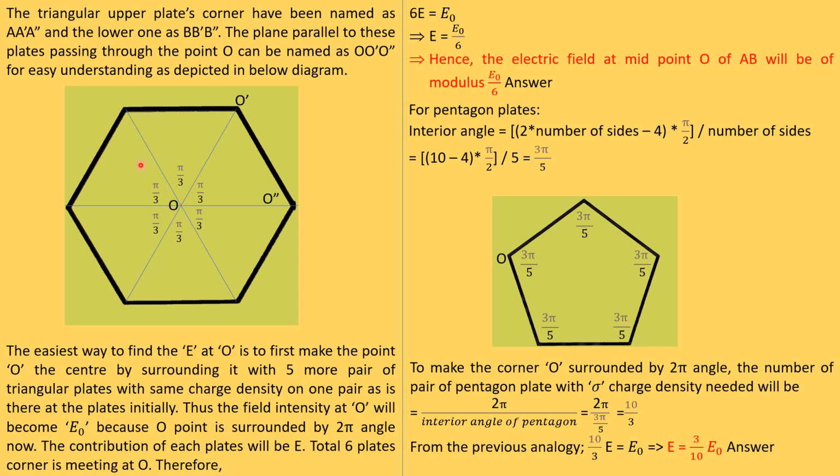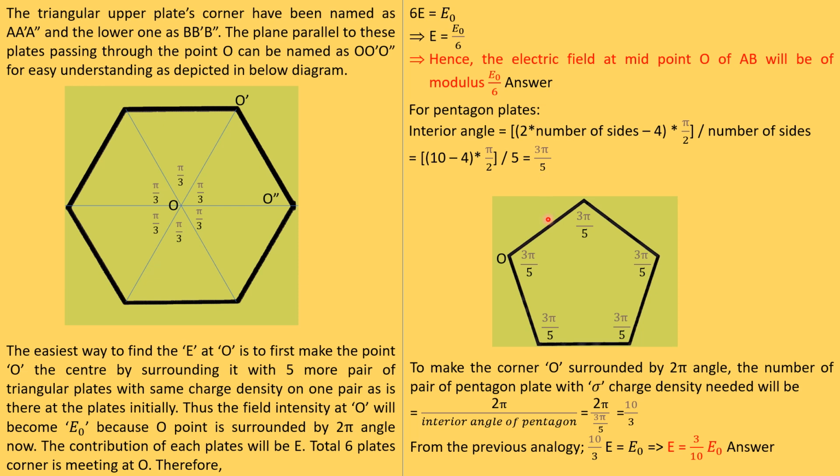But each plate's contribution is E. So there are 6 plates to make the E field at O as E naught. So each pair of plates will have a contribution of E naught by 6. So we can say that at midpoint O, the electric field intensity will be E naught by 6. So this will be the first part of your answer.